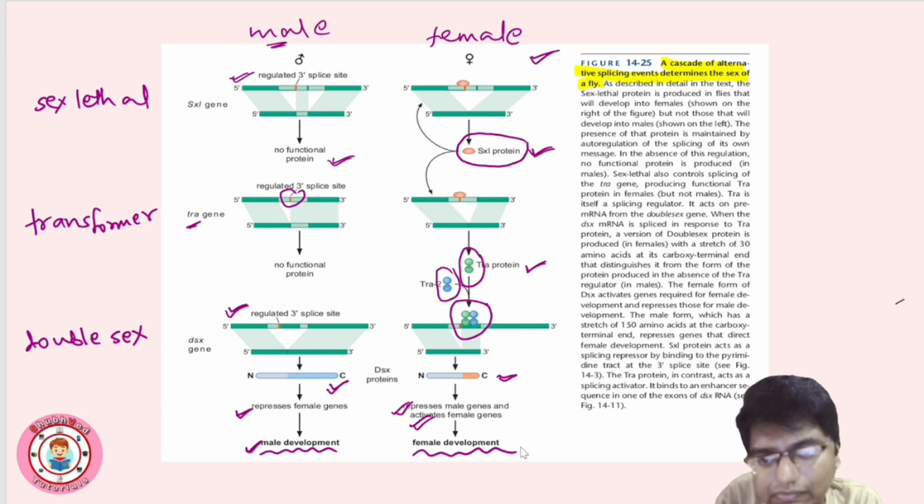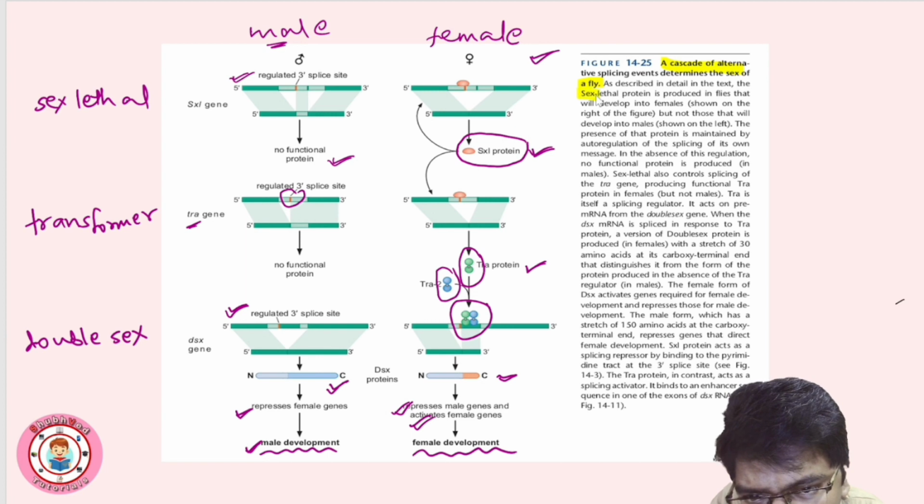Okay, what is the statement written? So here it is important that SXL sex lethal protein is produced in flies that will develop into females. It is not present in males, those that will not develop into females. The presence of that protein is maintained by auto-regulation or splicing of its own message, right? The SXL sex lethal gene itself shows regulation, right? In the absence of this regulation, no functional protein is produced.